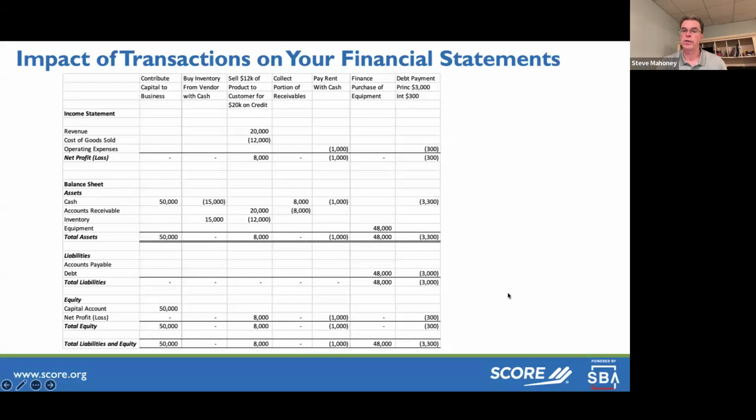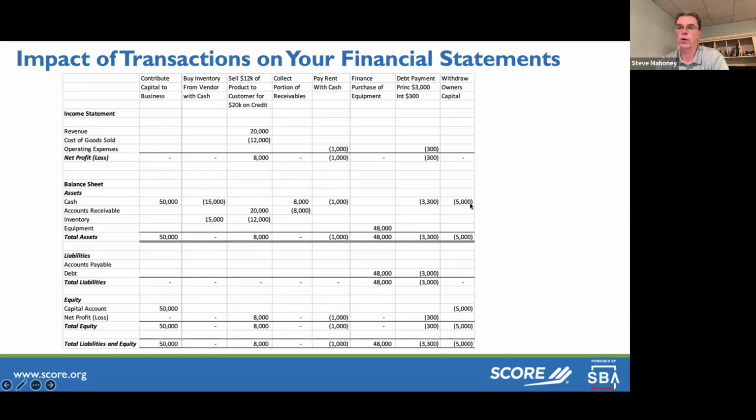And then let's say the next month you go ahead and make a payment of that debt and it's $3,000 of principal and $300 of interest expense. Your interest expense goes through your income statement and your principal goes through your debt line on your balance sheet. So, your cash goes down $3,300, but some of that was repayment of principal, the $3,000 of it, $300 of it was interest expense. So that's the only piece that runs through your income statement.